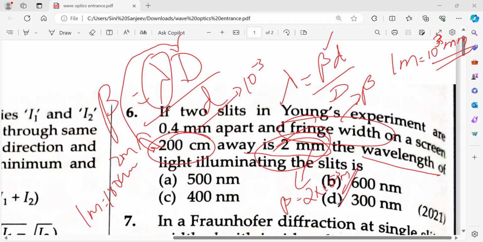So if I substitute beta, d and D, I'll be getting the answer. My beta value is 2 into 10 power minus 3. And what is my small d value? 0.4 into 10 power minus 3. Divided by capital D, which is 2 meter. So if I substitute everything, I'll be getting Option C, 400 nanometer. 400 nanometer is the answer.